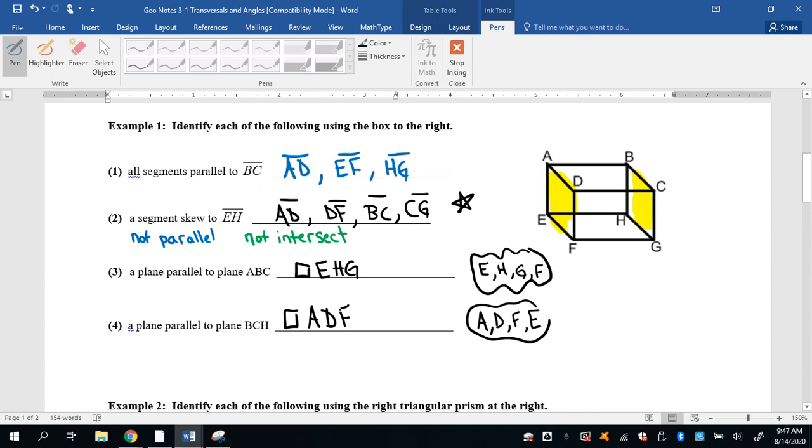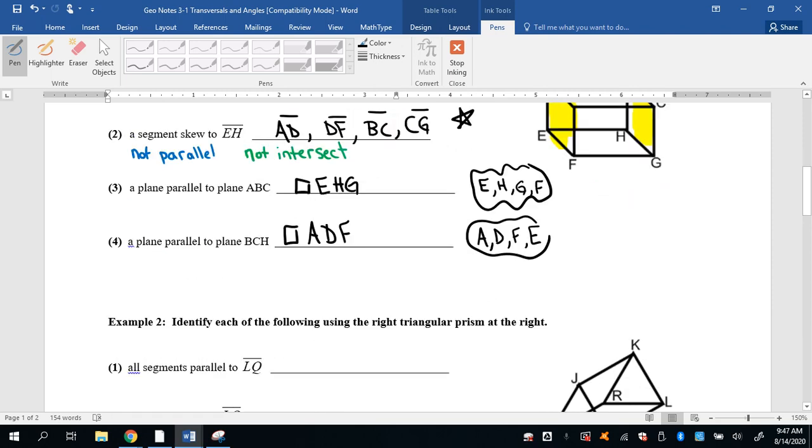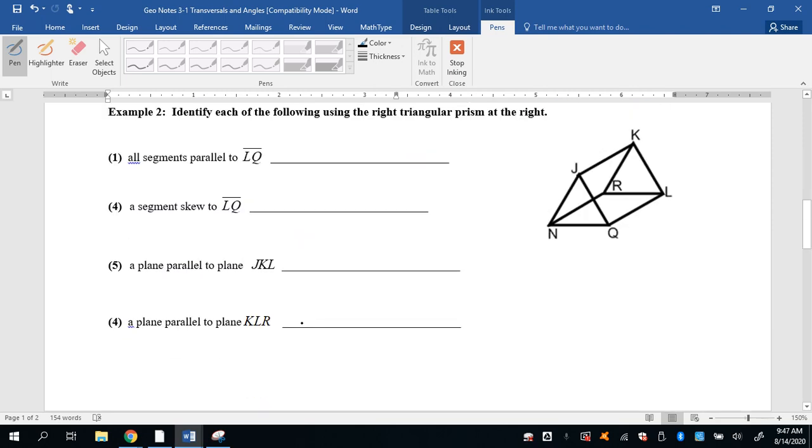Okay, you go ahead and do number 2. So go ahead and pause this video. When you are done with example 2, then unpause the video to check your answers. Once you are set, go ahead and then listen to my video again.